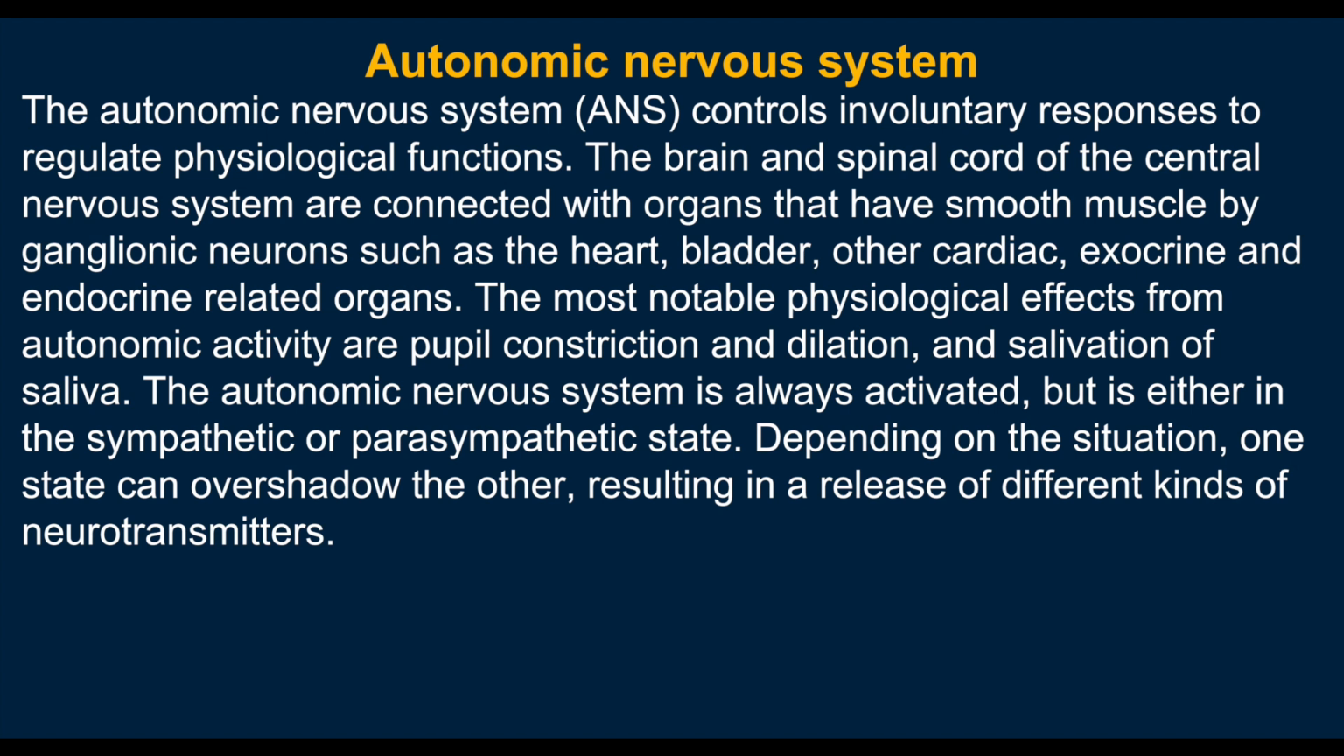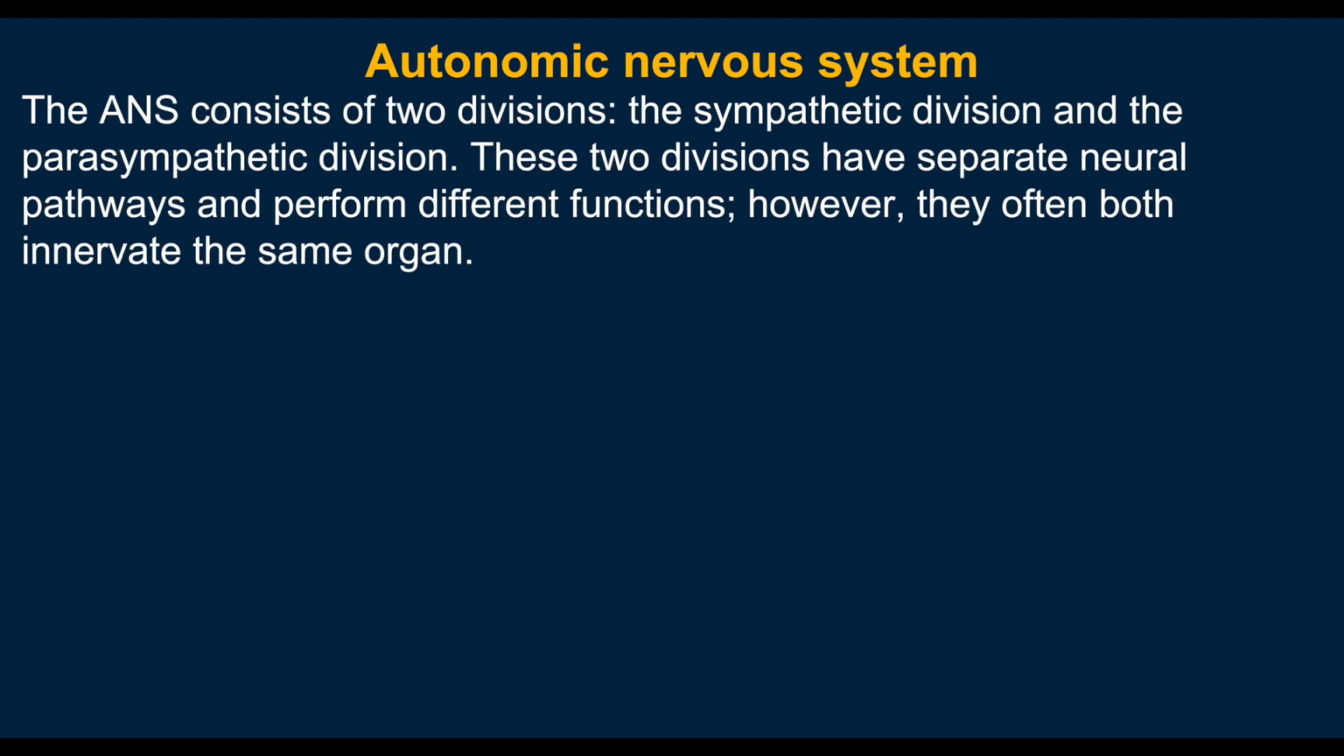The autonomic nervous system is always activated but is either in the sympathetic or parasympathetic state. Depending on the situation, one state can overshadow the other, resulting in a release of different kinds of neurotransmitters. The autonomic nervous system consists of two divisions, the sympathetic division and the parasympathetic division. These two divisions have separate neural pathways and perform different functions. However, they often both innervate the same organ.